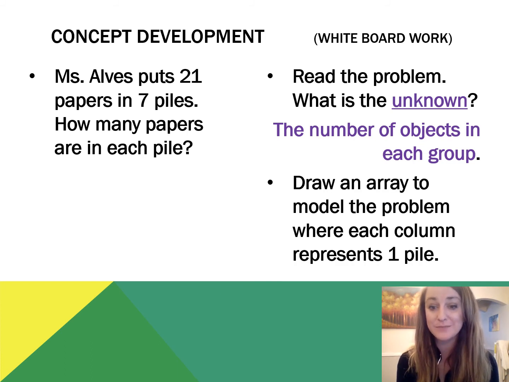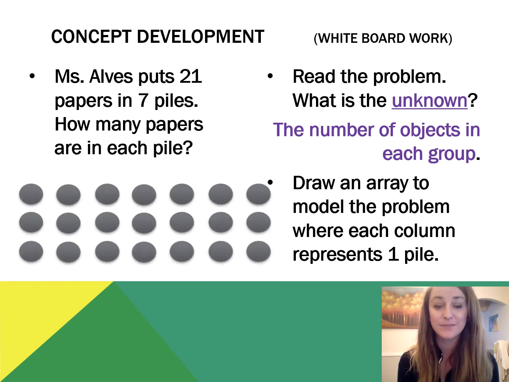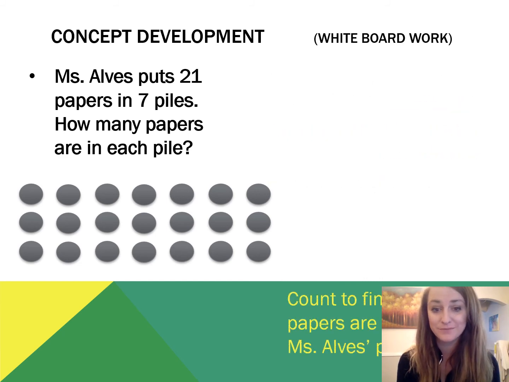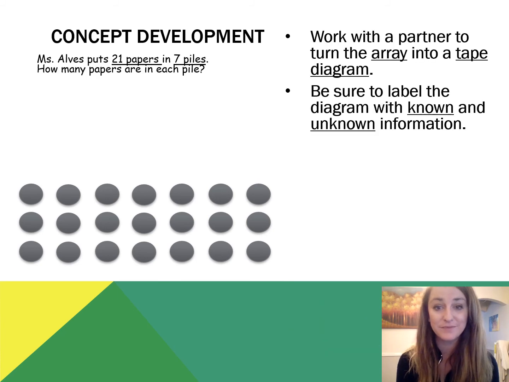Let's draw an array to model the problem where each column represents 1 pile. I counted by 7s in rows until I reached 21. 7, 14, 21. Now, let's count to find how many papers are in each of Mrs. Alves' piles. We'll need to count the columns. 3, 6, 9, 12, 15, 18, 21.